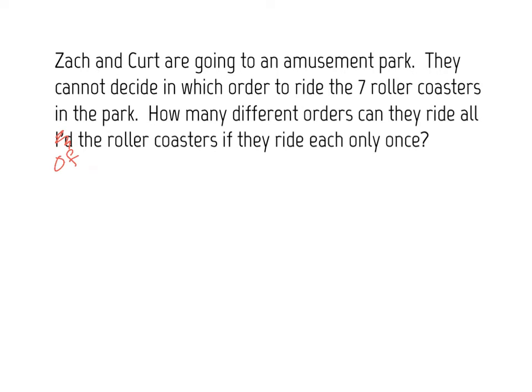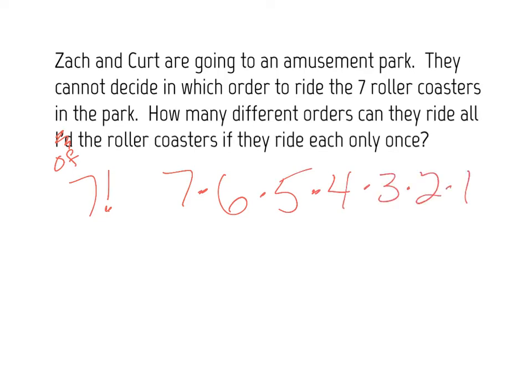So if they start, this is going to be 7 factorial. They start with 1 roller coaster. They did that. Now there's only 6 left to ride. Now there's only 5 left, 4 left, 3 left, 2 left, and only 1 left. So if you put this into your calculator, 7 times 6 times 5 times 4 times 3 times 2 times 1, you are going to get 5,040 different orders that they have. This is how many different ways that they could ride those 7 roller coasters.